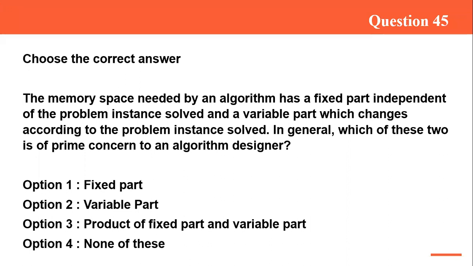The memory space needed by an algorithm has a fixed part independent of the program instance and a variable part which changes according to the program instance solved. In general, which of these two is the prime concern for the algorithm designer? So should we think of the fixed part anytime? Fixed part is always fixed, right? Can we do anything for that? We can modify it or make it efficient or anything like that?